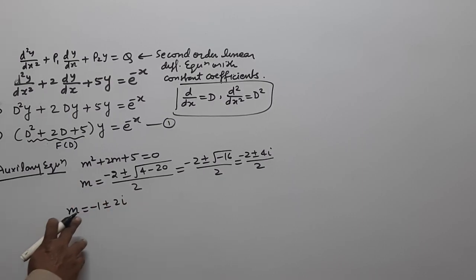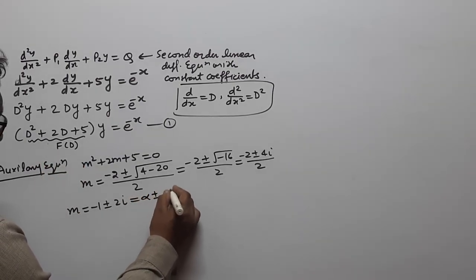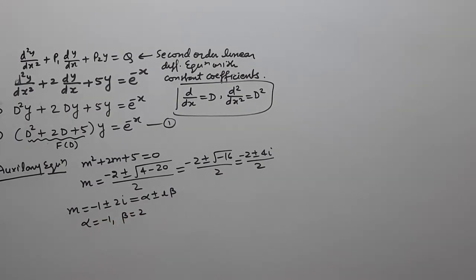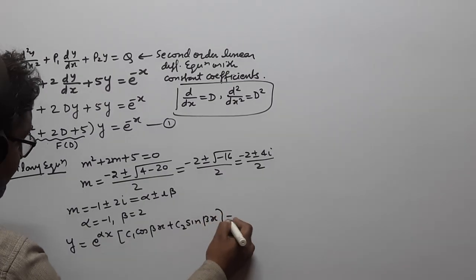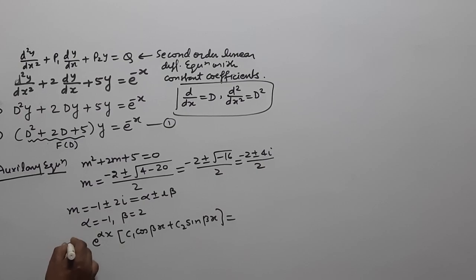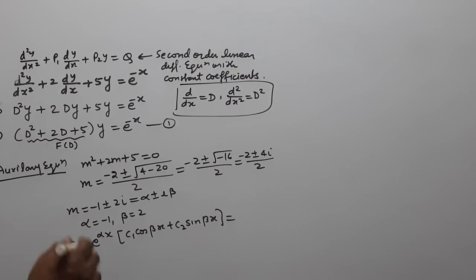So you can see that these roots are imaginary, and this can be written as alpha ± i beta. So alpha is here -1 and beta is here 2. So first we write the complementary function of equation 1. So the complementary function can be written as e to the power alpha x (c1 cos beta x + c2 sin beta x). Now we put value of alpha and beta and get the complementary function of the given second order linear differential equation with constant coefficient.